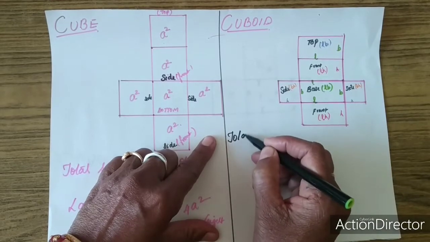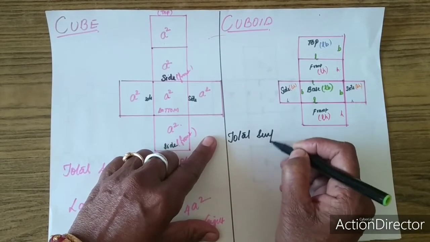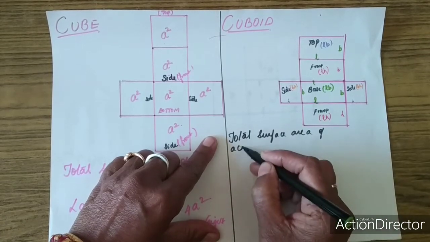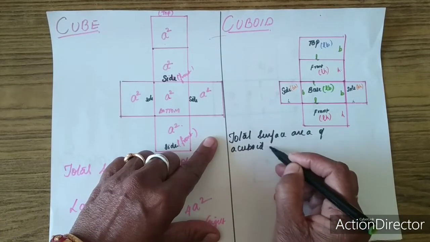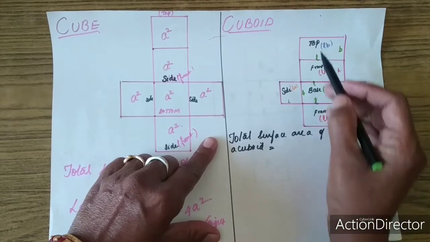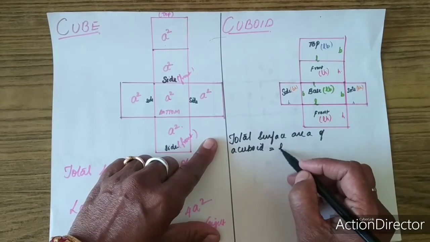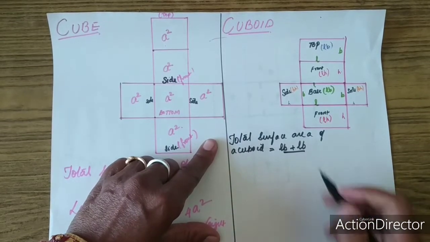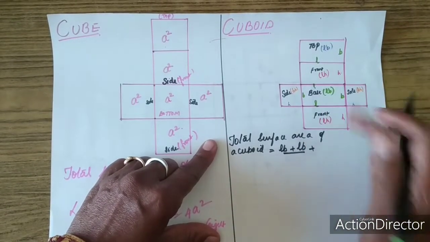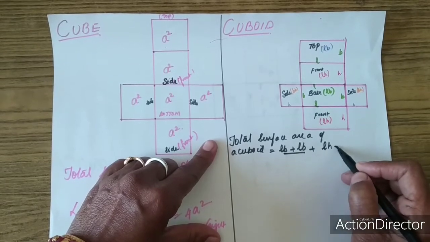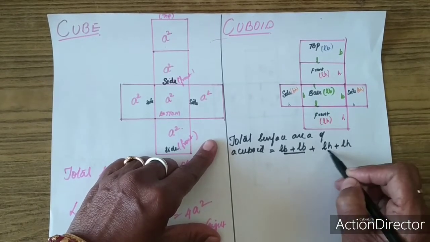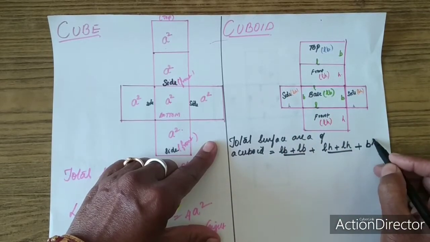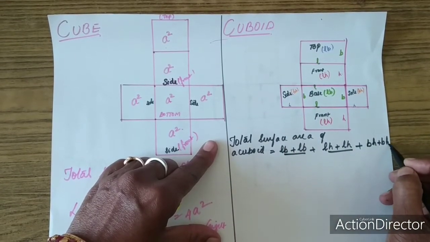So the total surface area of a cuboid is equal to, let us add all the faces. First is the base, next we add the top. So LB plus LB, underline it. Next, coming to the front face, it is L into H plus L into H. Next, coming to the side face, it is B into H plus B into H.